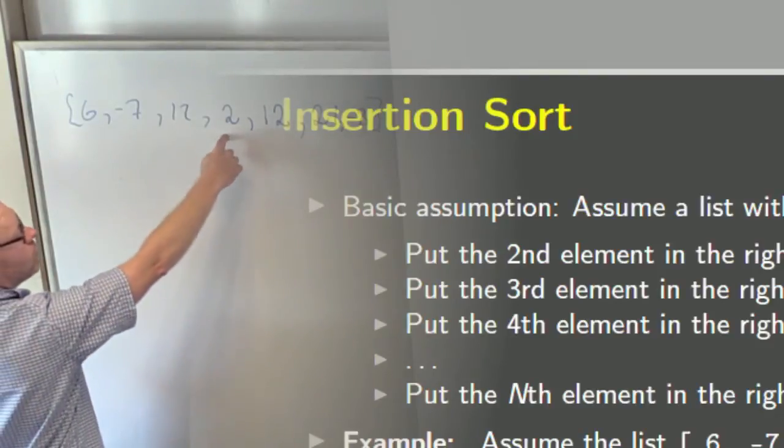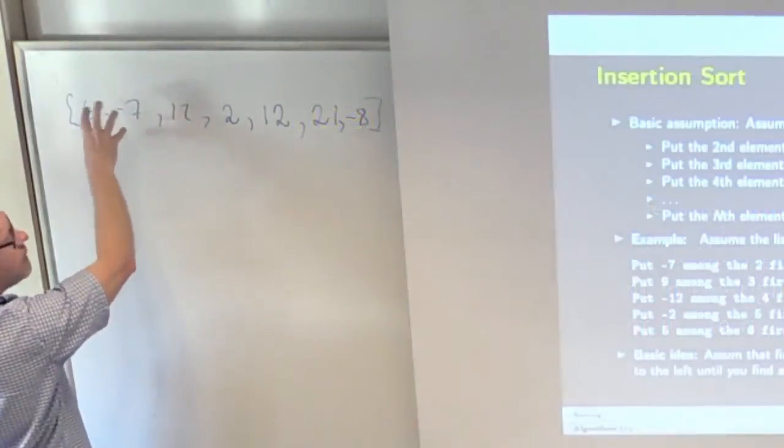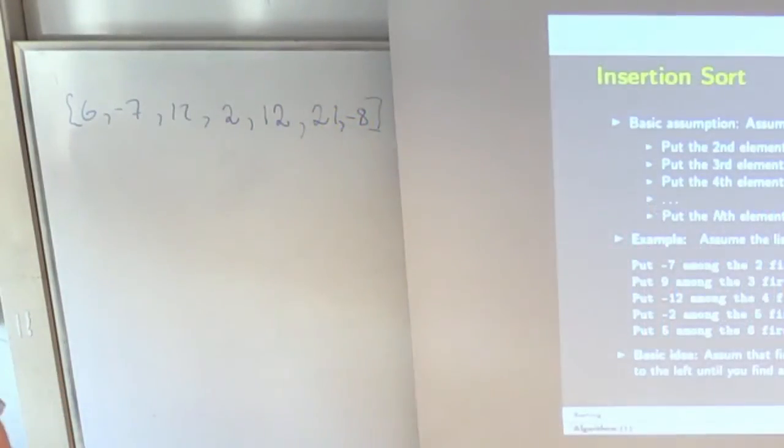I take 2, compare it to this one, and try to move it in this direction until I find a spot where it should be fitted. So you're swapping backwards until you find an element which is smaller than the current element. Did you understand the idea?